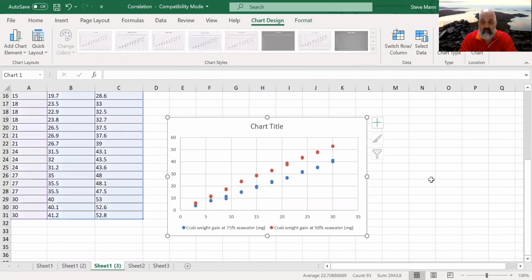And quite quickly, we have a graph of sorts. We have our points on our graph. We've got crabs that have been kept in 75% seawater, and we have crabs that have been kept in 50% seawater. The mg is milligrams. That is the mass, really, isn't it, of the crabs rather than the weight.